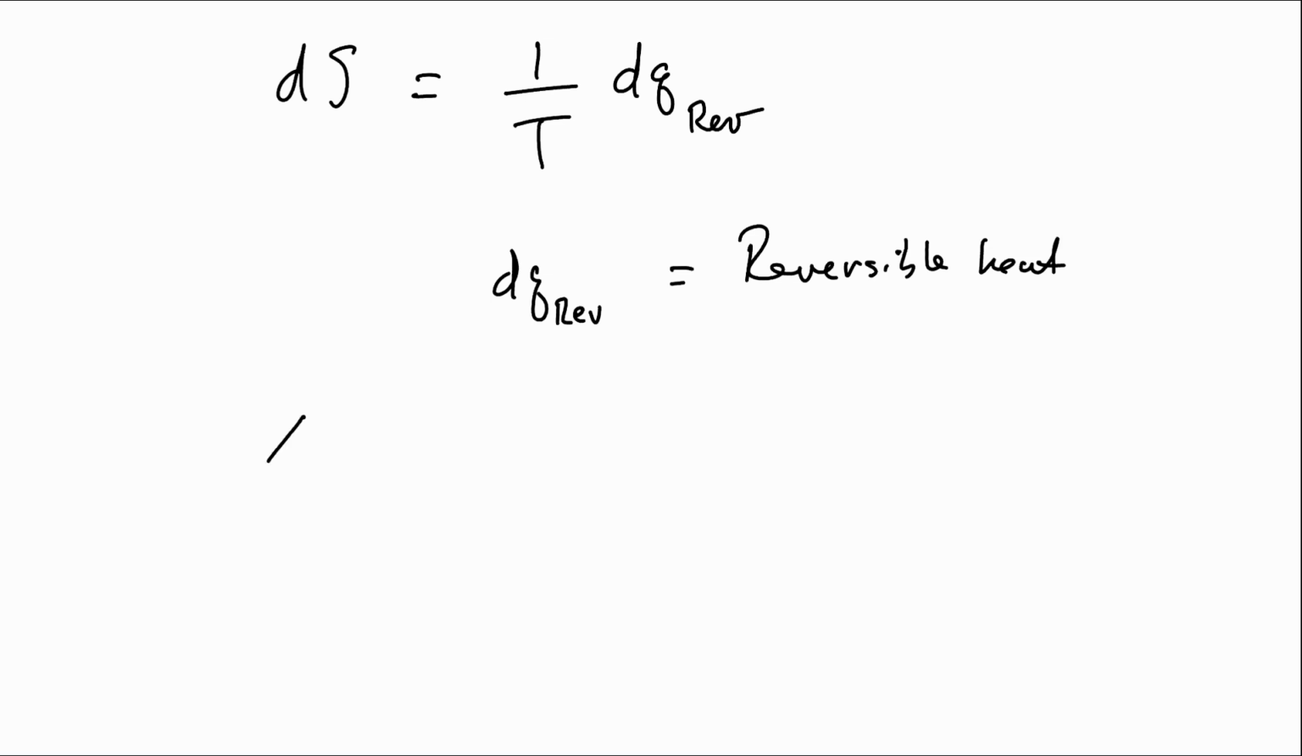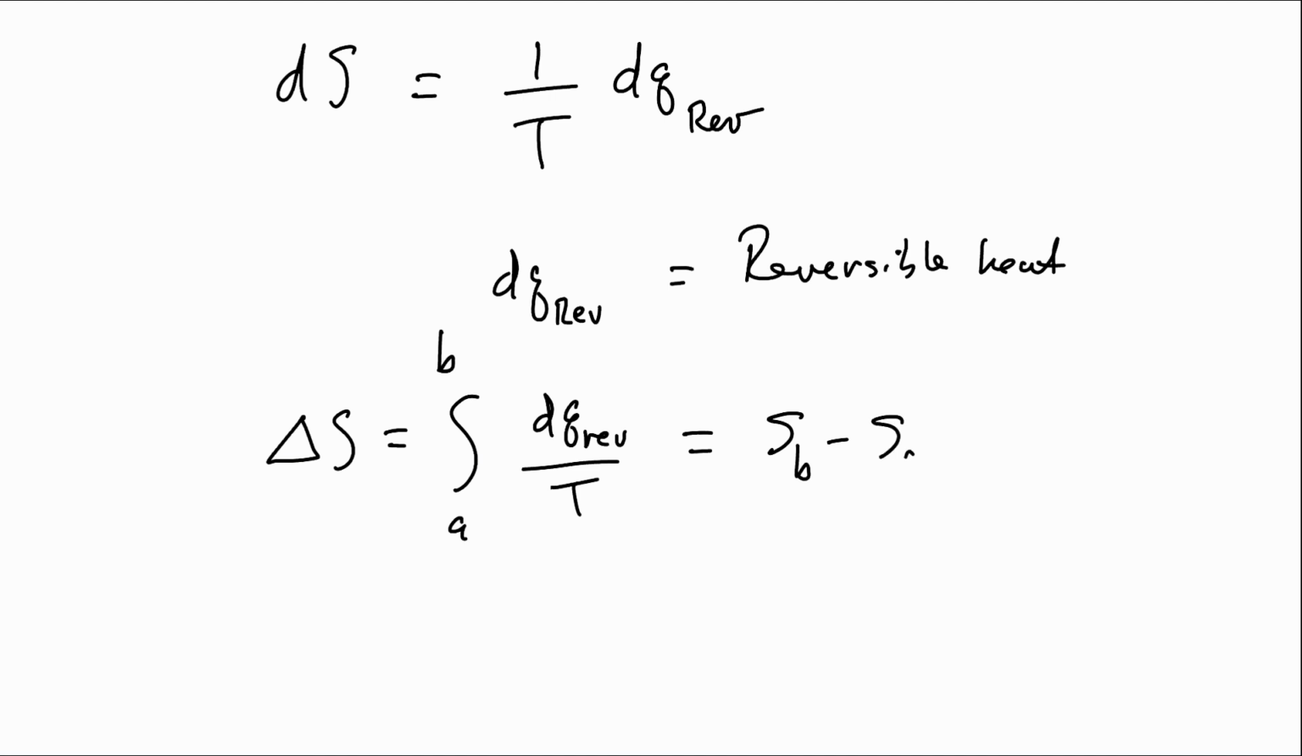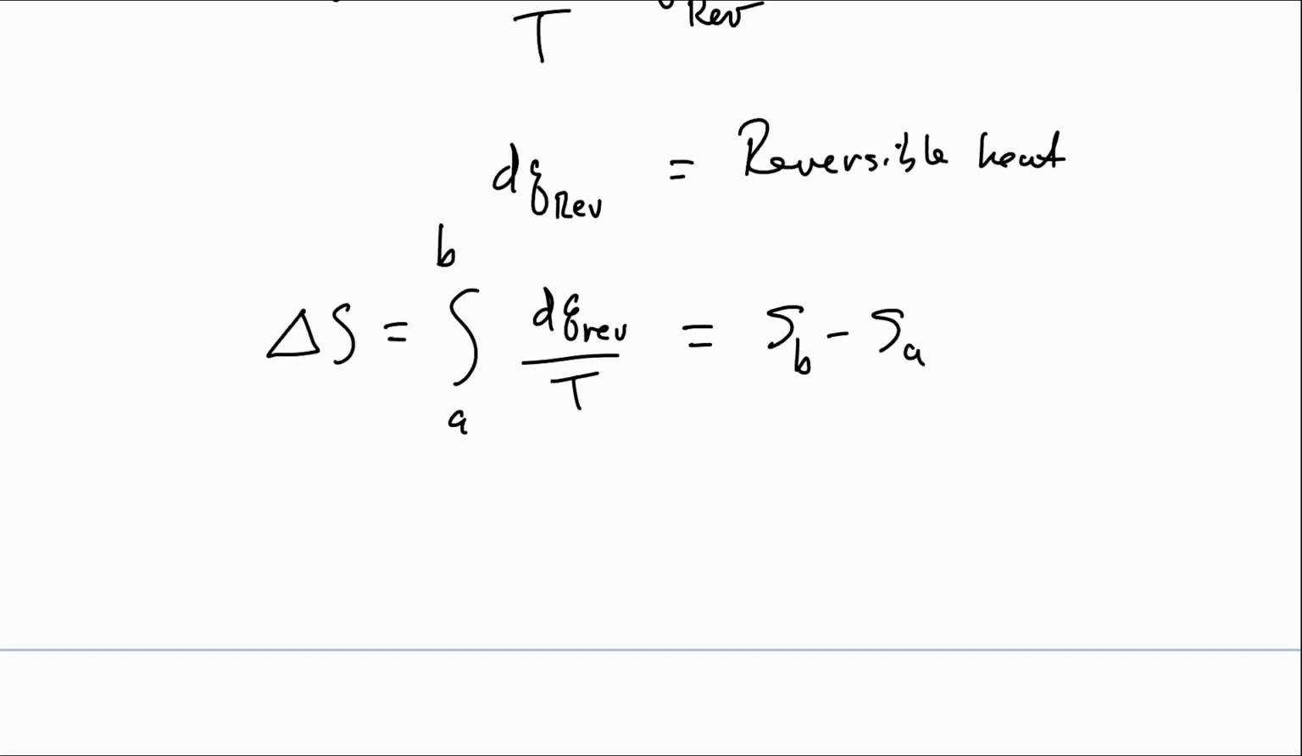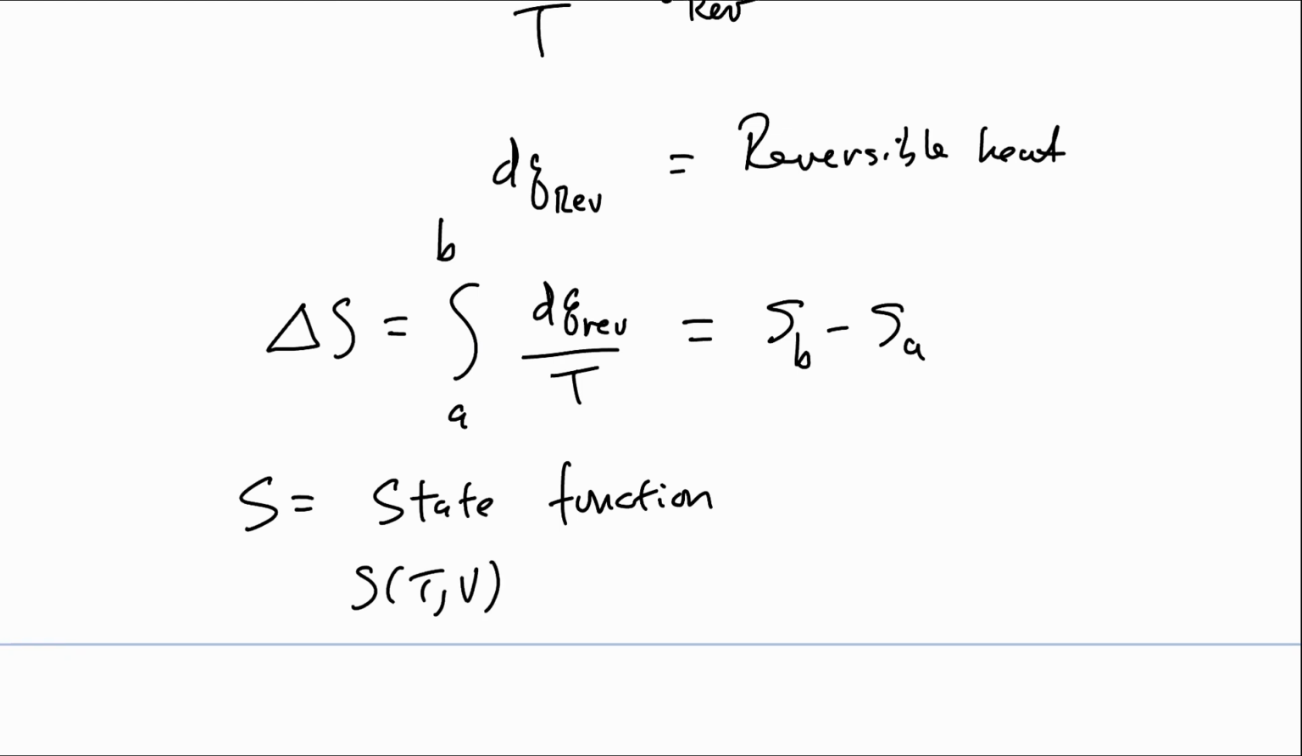And so if I want to get delta S, I can integrate from A to B, dq reversible over T, and T could be changing. And that's what I get, and I could write that as S_B minus S_A, because S is like the other things we've met, a state function. So S is a function of T and V, for instance. It only depends on the T and the V. It doesn't depend on the path.